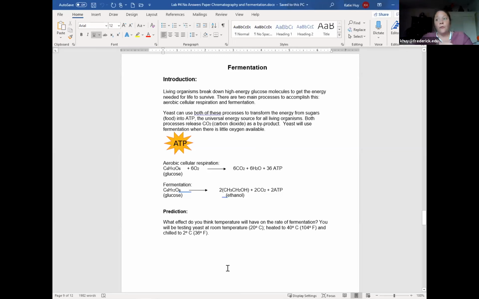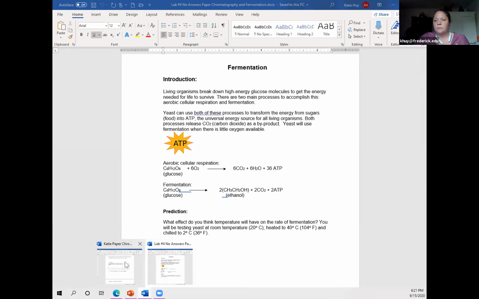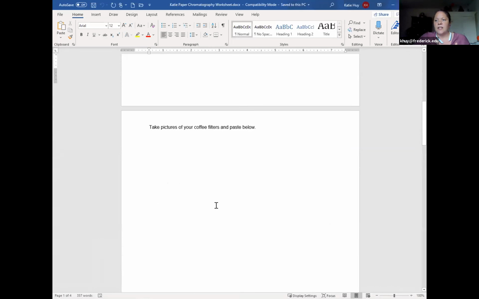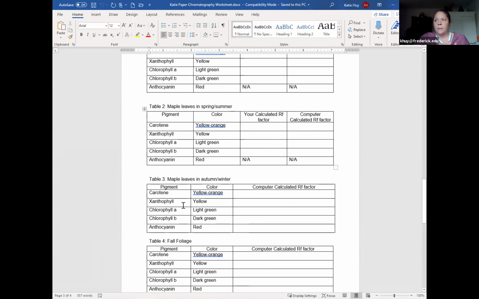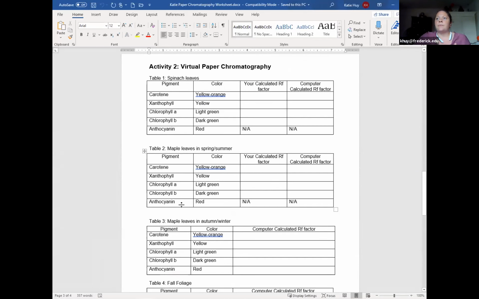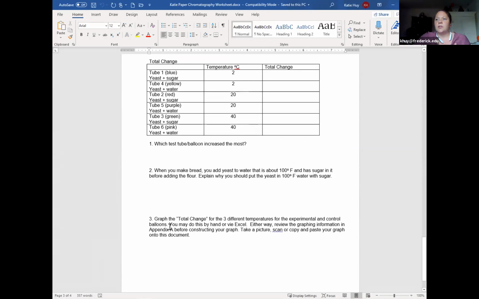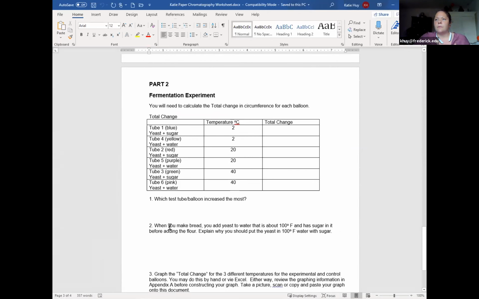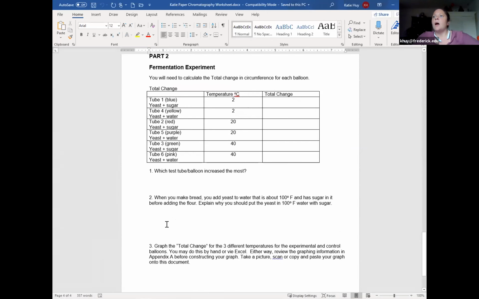Okay, so for your lab, you're going to have your activity sheet out. Okay, here we go. So you're going to fill out this sheet based on your observations from the PowerPoint. Okay, so that's just like it was for experiment 3.